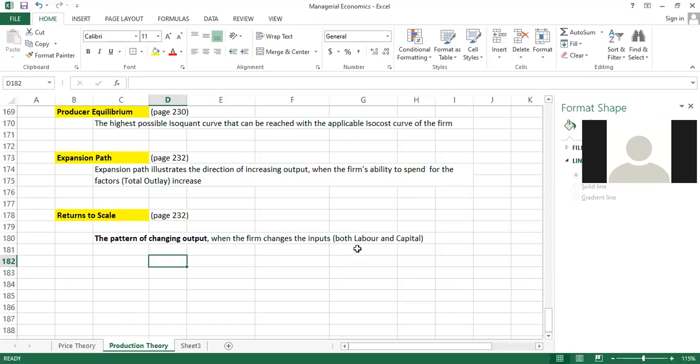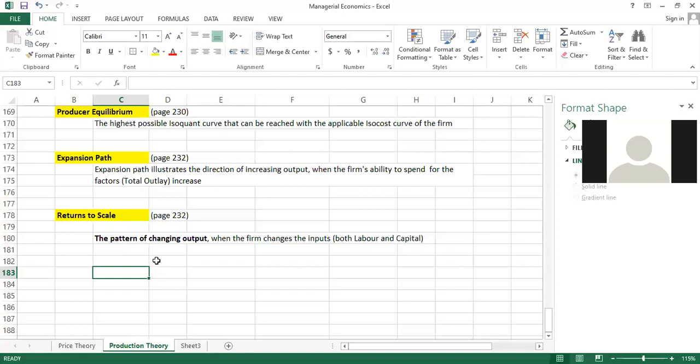But is this the condition at all the output levels? No, right? So there can be different patterns. What are the different patterns? Sometimes when the firm increases inputs, output increases by a higher percentage. Sometimes output increases by a lower percentage than the change in inputs. Therefore, there are three different patterns of change in the output, and therefore there are three levels of returns to scale.